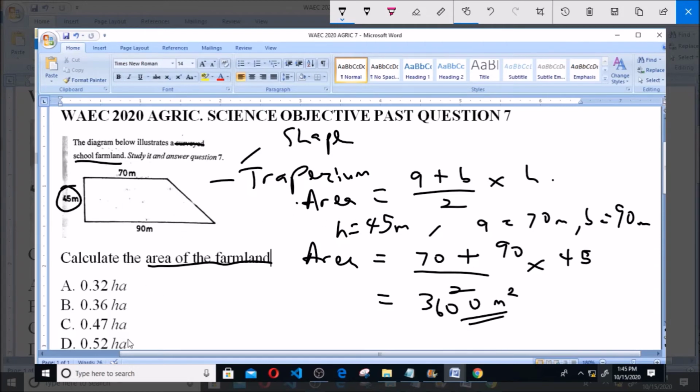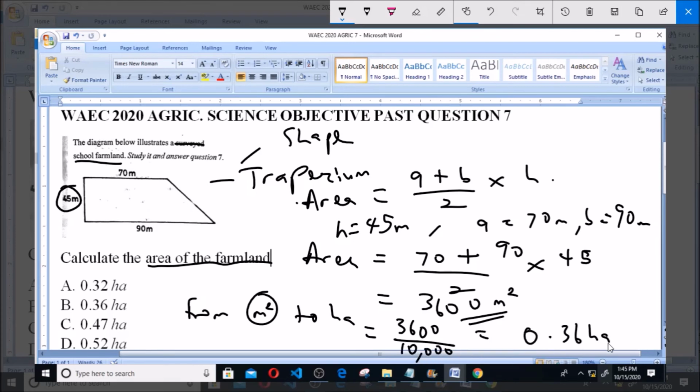but the options we have here are in hectares. So we have to convert our answer from meters square to hectares, and to convert from meters square to hectares, all you have to do is to divide the value in meters square by 10,000. So we'll say our answer, 3600 meters square divided by 10,000, is equal to 0.36 hectares. 0.36 hectares is option B.